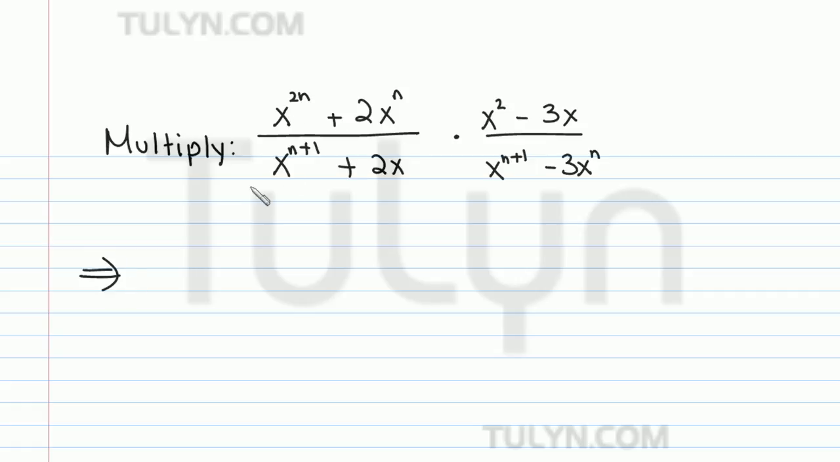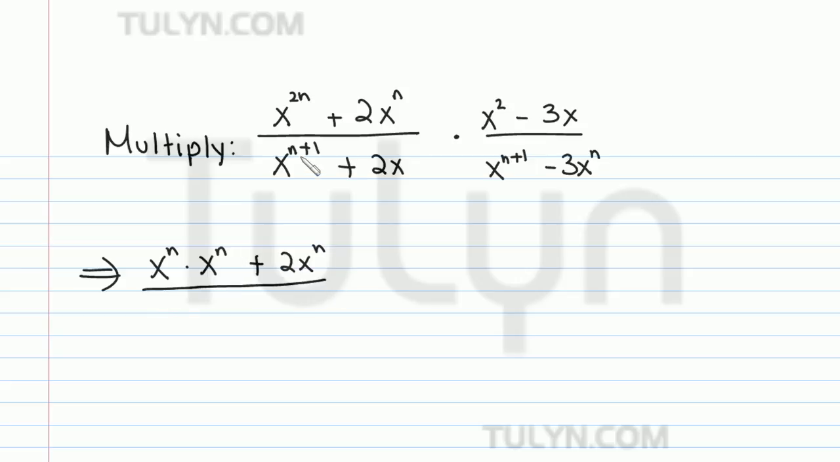Let's rewrite each of these terms. So x^(2n) you can think of as (x^n) squared, right? But another way to think of that is x^n times x^n, right? Because when we combine these, we add the exponents, which gives us n plus n, which is 2n. So let's write it that way, and then we'll keep 2x^n as is.